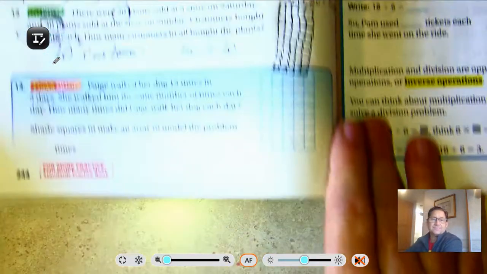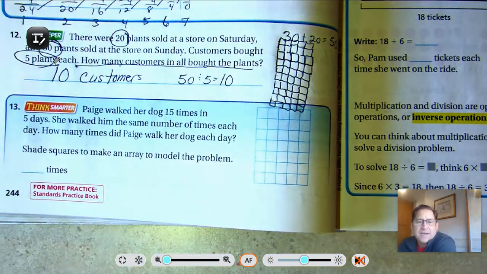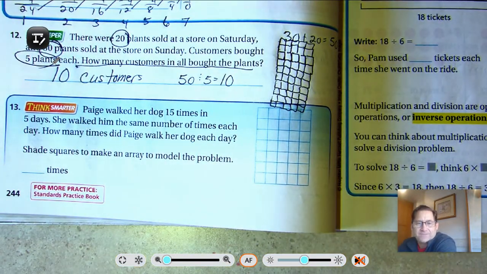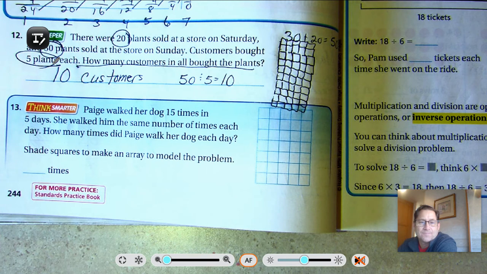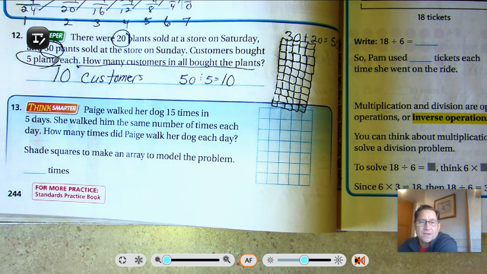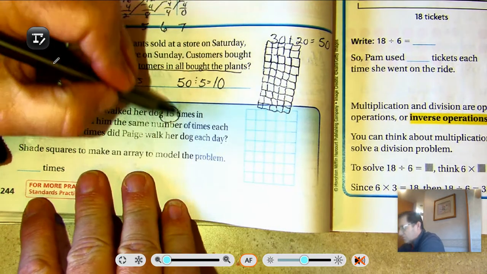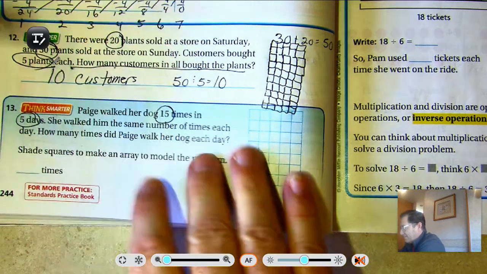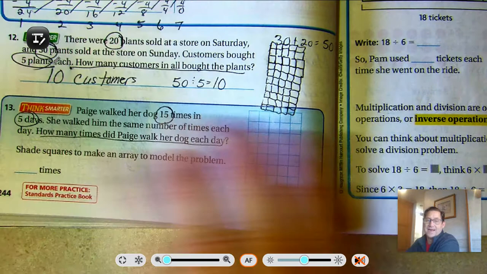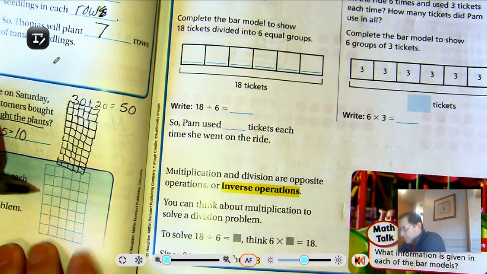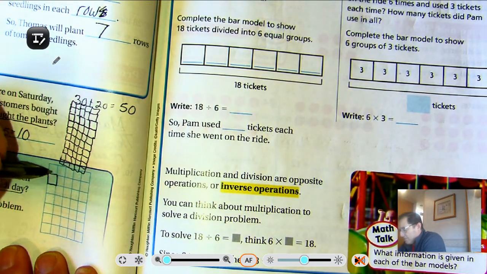And number 13. Paige walked her dog 15 times in 5 days. She walked him the same number of times each day. How many times did Paige walk her dog each day? Shade squares to make an array to model the problem. So we have 15 total times. We have 5 days. We have to find how many times she walked her dog each day. So we can make the rows represent the days.